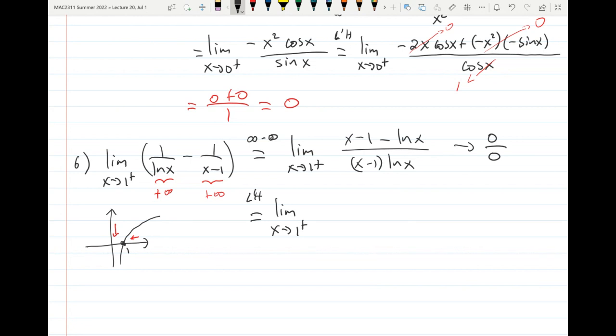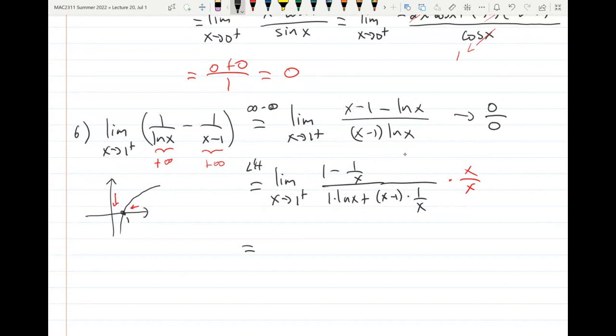So let's see, what's the derivative of the top? The derivative of the top is going to be 1 minus 1 over x. And then the derivative of the bottom, we do a little product rule. So this is going to be the derivative of the first, that's a 1, times the second, plus the first, times the derivative of the second. Okay, so now let's simplify this. I'm going to multiply top and bottom by x to clear all those little denominators. So this becomes x minus 1 over x ln of x plus x minus 1.